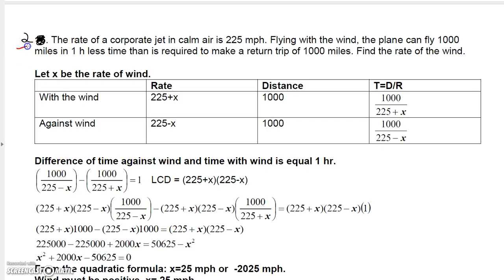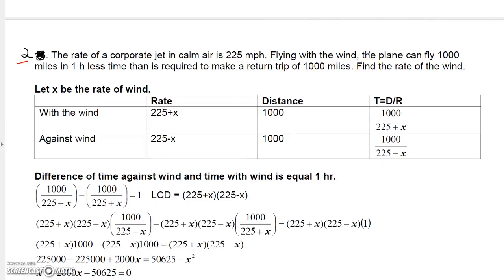Okay, let's look at number 2. It says the rate of a corporate jet in calm air is 225 miles per hour. Flying with the wind, the plane can fly 1,000 miles in 1 hour less time than is required to make a return trip of 1,000 miles. Find the rate of the wind.